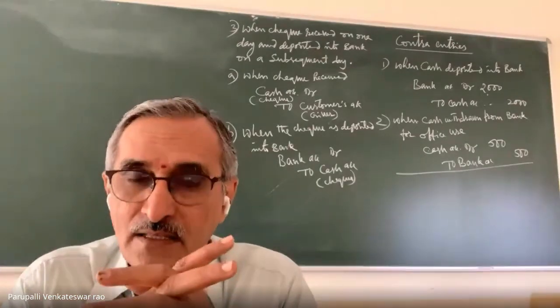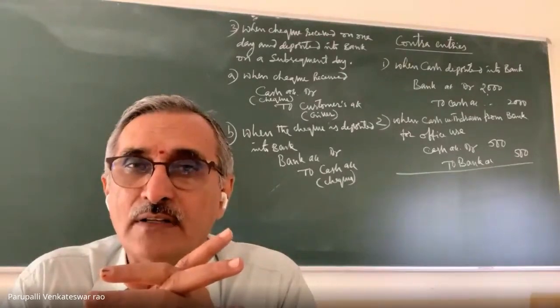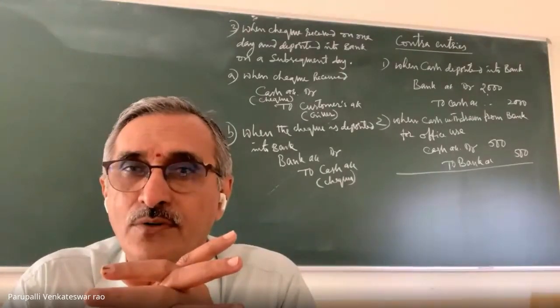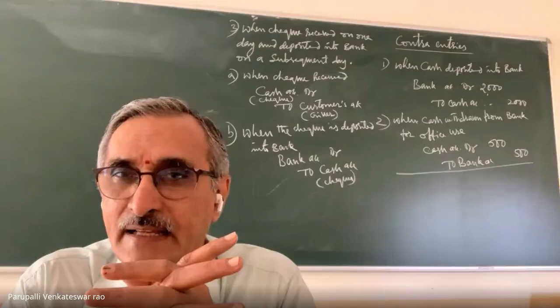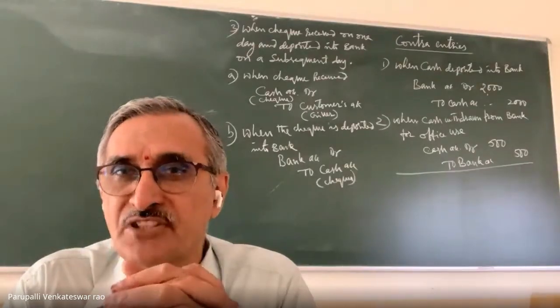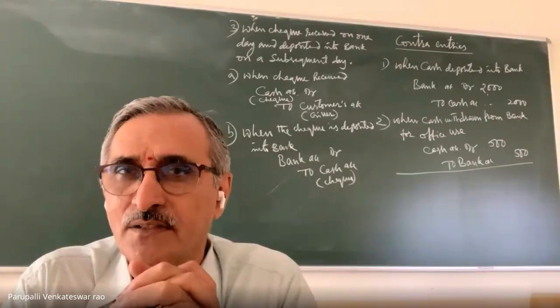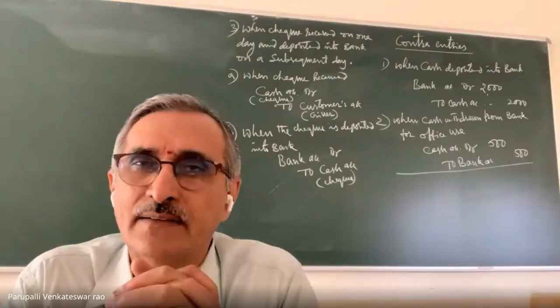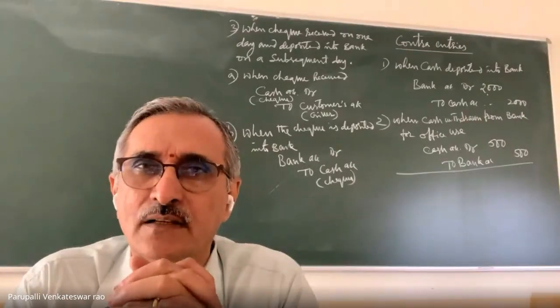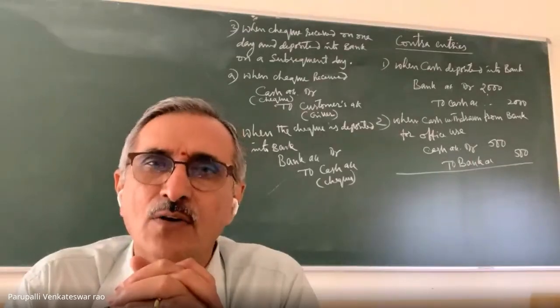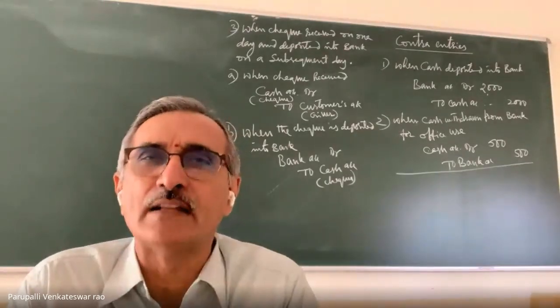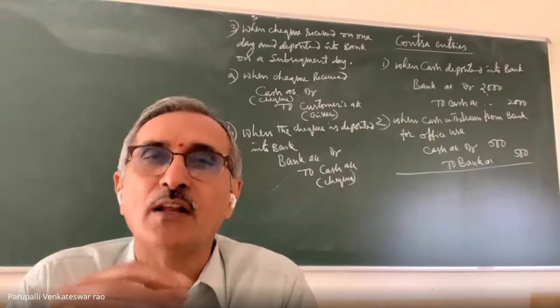The entry is cash account debit to bank account. Bank is the giver, cash comes into the business. Cash comes into the business, so debited. So bank is the giver, bank account is credited. That's it. So now, which column to enter? That's the major problem with you, which column to enter.